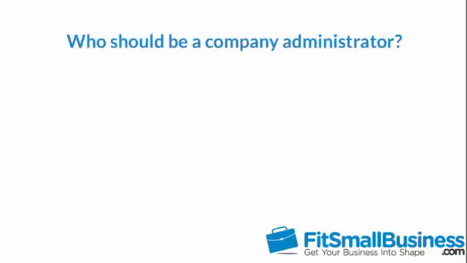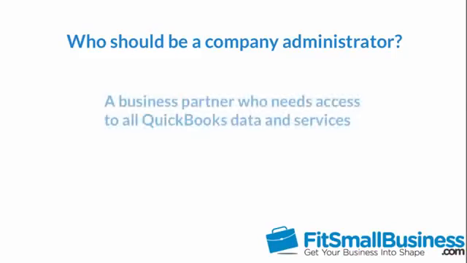The next user type is the company administrator. The company administrator has access to all of your QuickBooks data, as well as any additional services that you may have through QuickBooks, such as payroll or payments. This level of access should be limited to decision makers only: business owners, partners, or officers of the company.